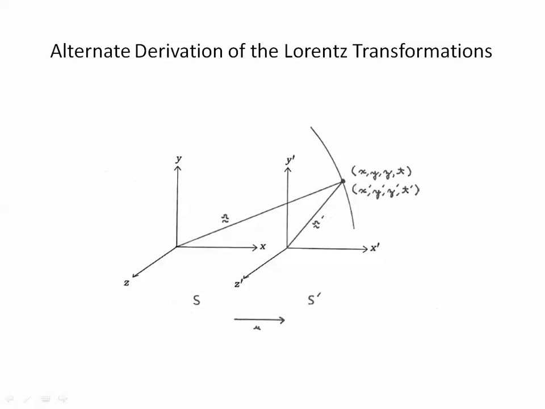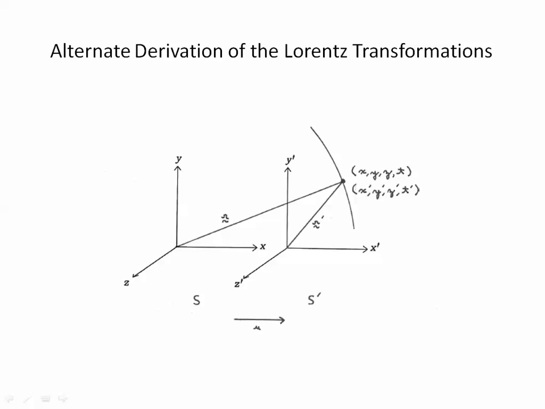The Lorentz transformations can also be derived using a physical argument using a spherical wavefront of light emanating out in all directions from a point source at the origins of the coordinate systems S and S prime at the instant when the origins coincide at t equals t prime equals 0. This slide shows the spherical wavefront growing at later times in both coordinate systems.